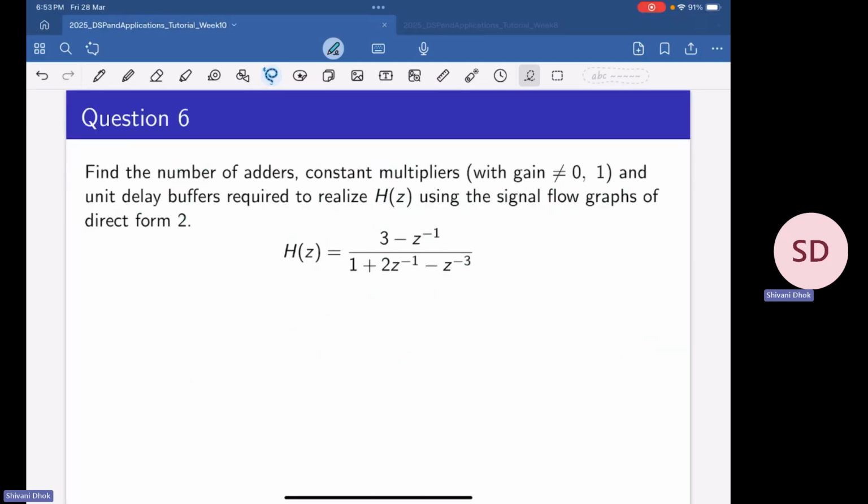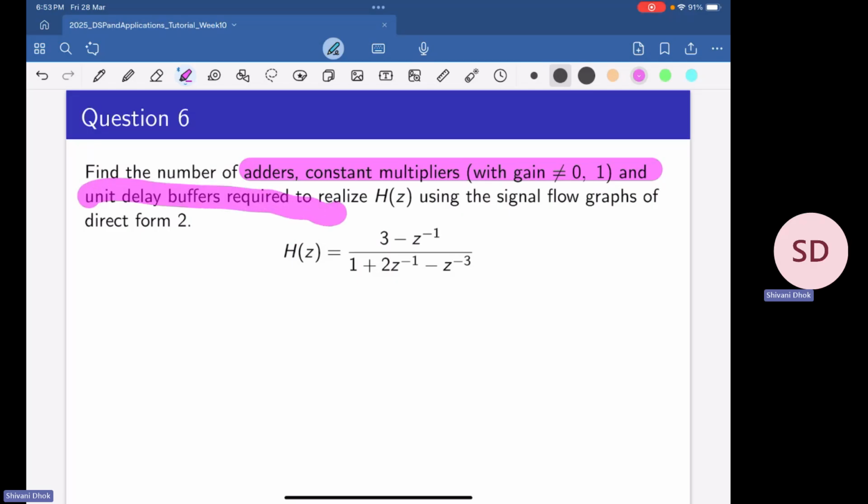Okay. So the first question here says: find the number of adders, constant multipliers with gains not equal to 0 and 1, and unit delay buffers used to realize H(z) using the signal flow graph of direct form 2. So this is the system function that is given to us. This is basically equal to Y(z) upon X(z).